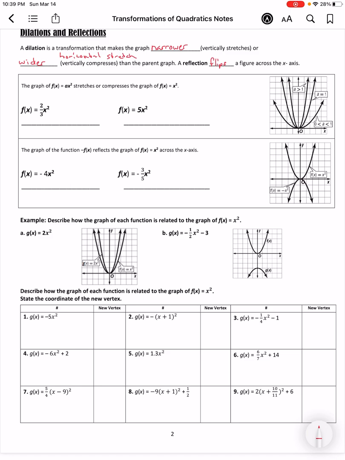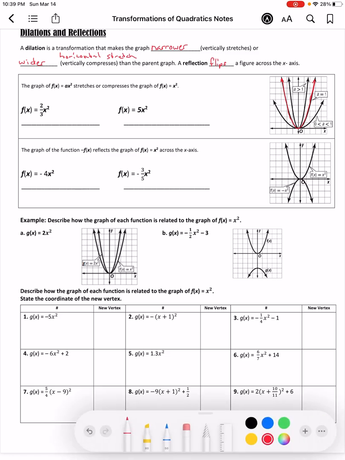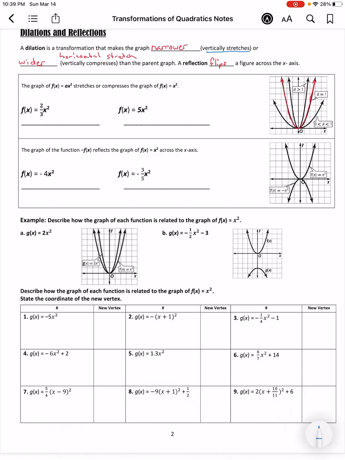All right, I want you to look over here on the right. I'm going to outline the parent function in red here. This is our parent function, the one that says a equals 1. That parent function is the original or the most basic function, f of x equals x squared. And if you'll notice, it says when a is greater than 1, that's what we call a vertical stretch. So our vertical stretch here would be represented by the graph that's now blue.